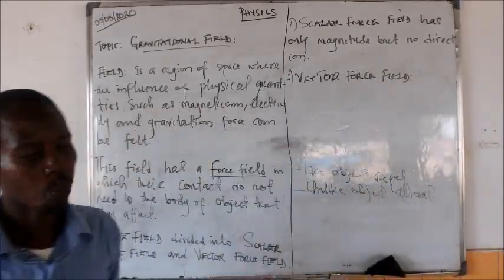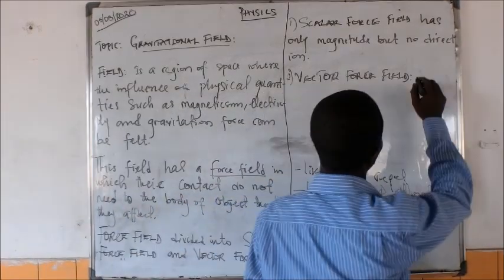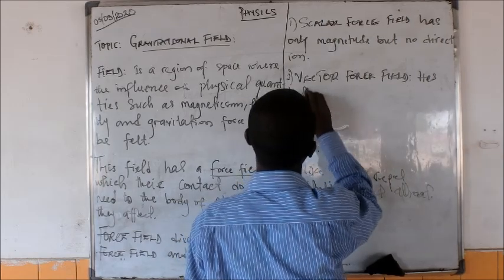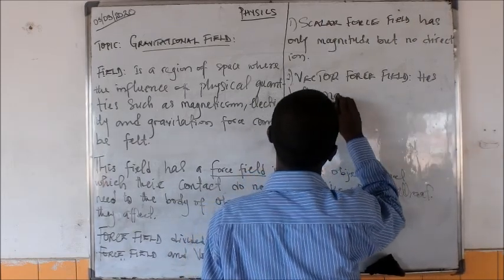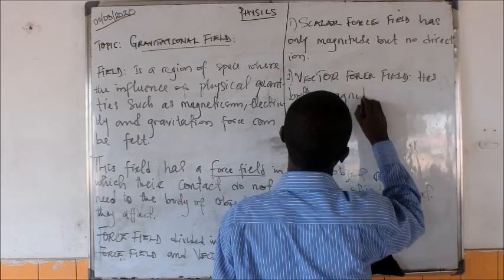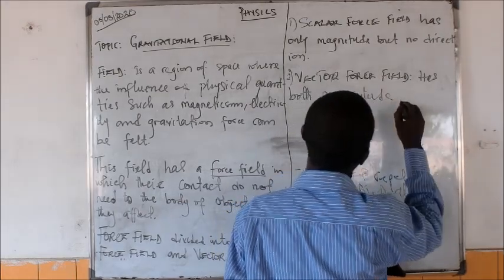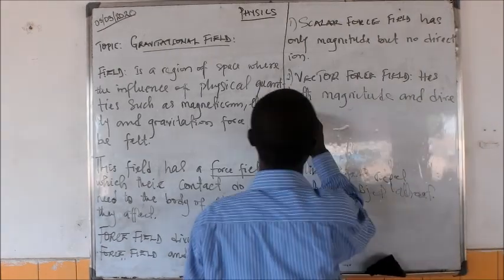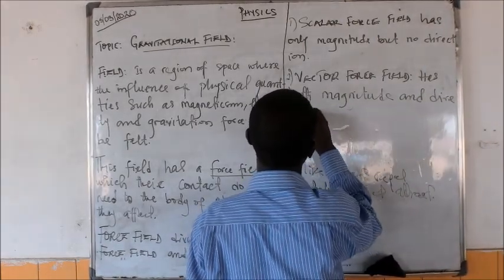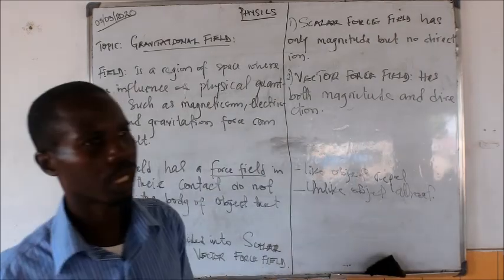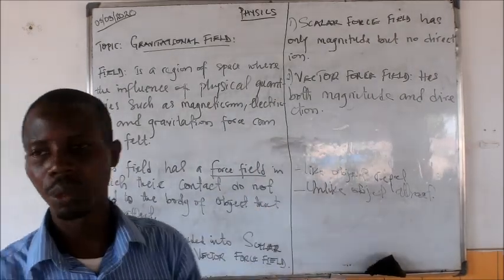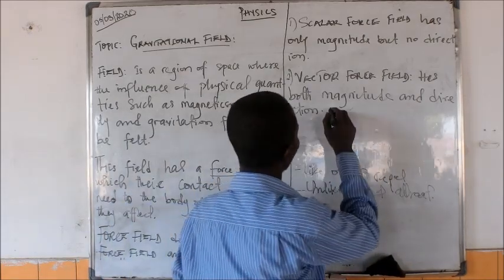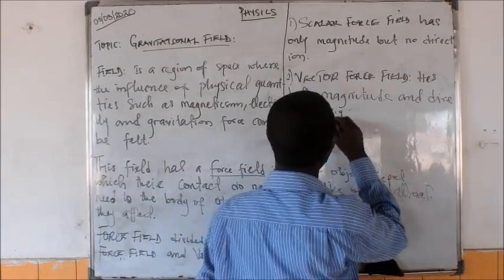Then, the second one refers to the vector force field. And the vector force field has both magnitude and direction. It has both magnitude and what? And direction.